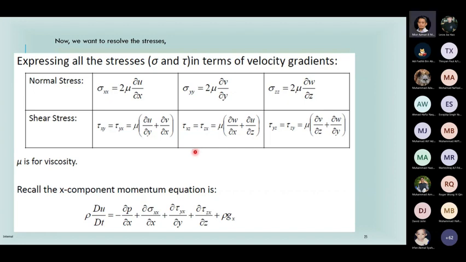You notice here that u, v and w are the components of velocity of the fluid. u is the velocity in the x direction, v is the velocity in the y direction, and w is the velocity in the z direction. Okay, so we get back to the problem.